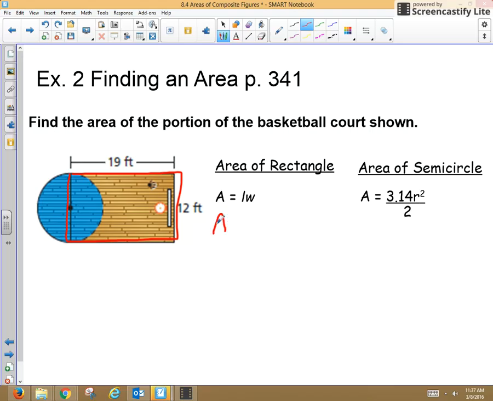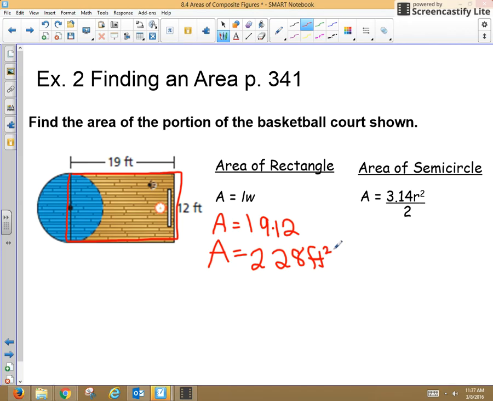We know the length is 19 and the width is 12. So I'm going to multiply this area of 19 times 12. You may use a calculator if you wish, and you should get a total area of 228 square feet.